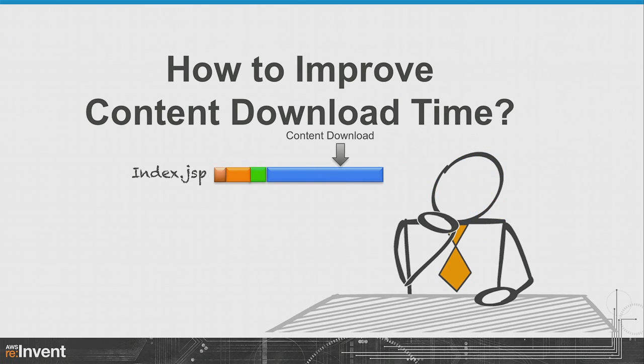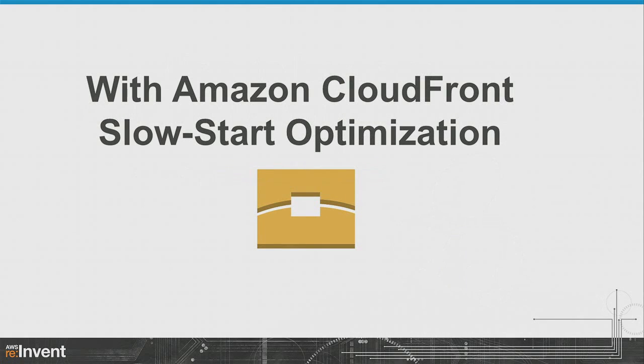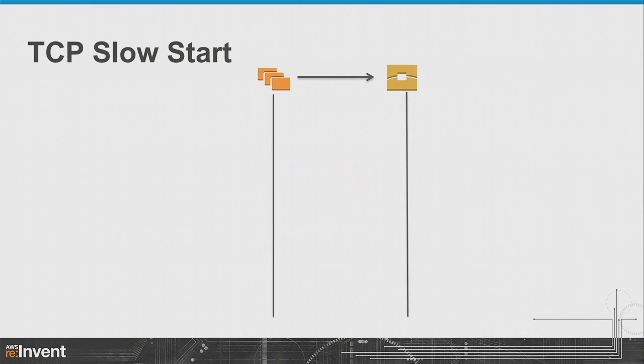How do we improve content download time? We talked about DNS resolution, TCP connection, and also first byte time, but how do we improve content download time for you? We do that with slow start optimization. And again, this is going to be a complicated topic. I've simplified it a little bit, so let's go through that.